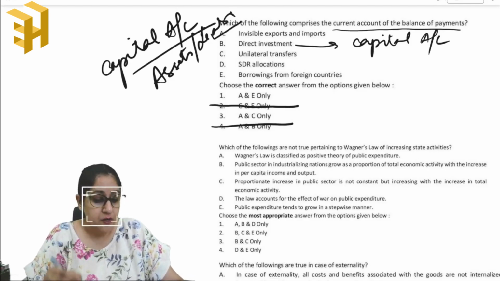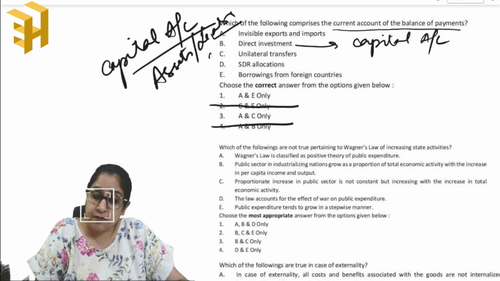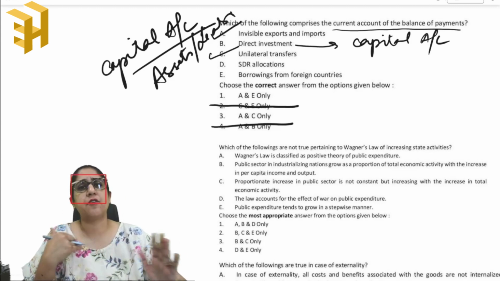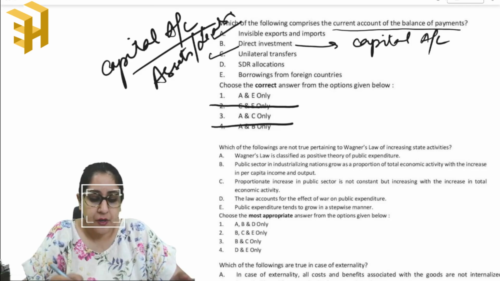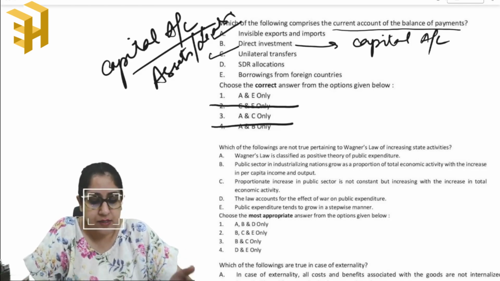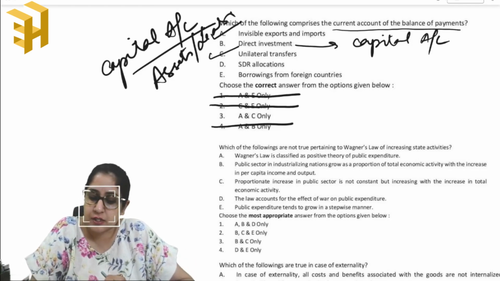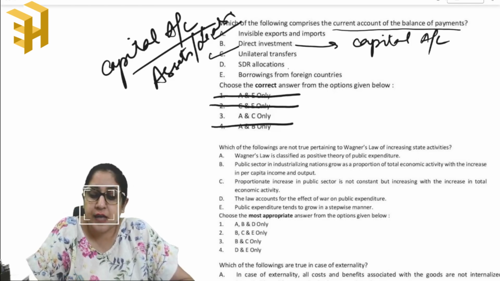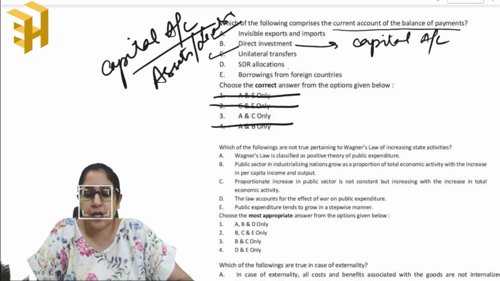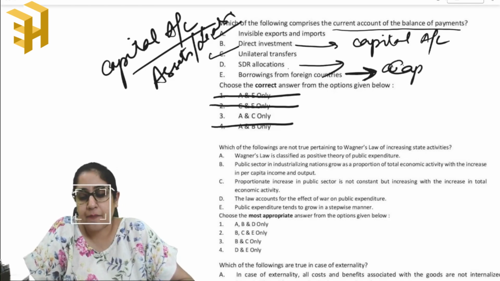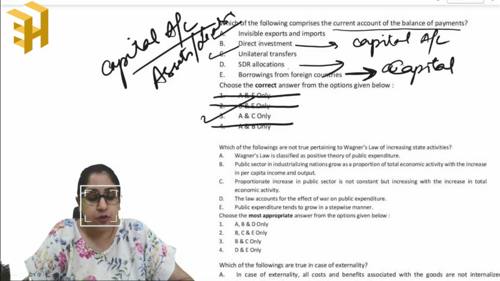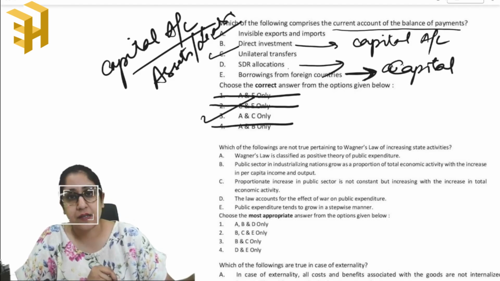Unilateral transfers, yes, it is there. One-way payment, there is no kind of an asset that is created here. So C should be there. So A and C, that's there. We can strike out this. SDR allocations and borrowings from foreign countries. SDR allocations and foreign countries, they come under your capital account. Simple. So the correct answer is option 3 in this case.